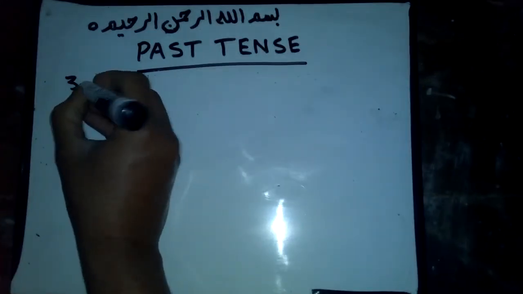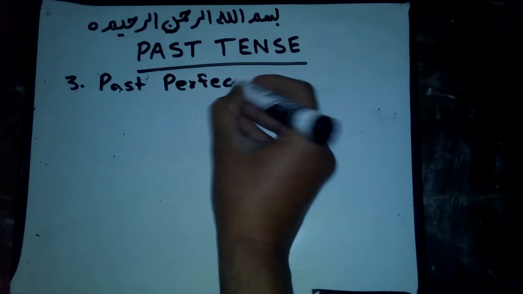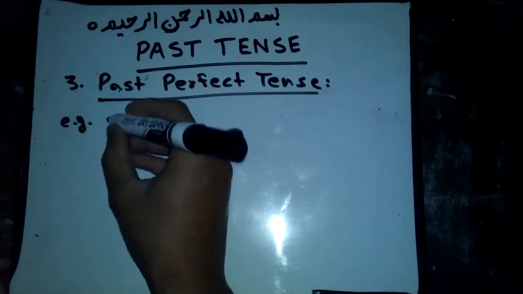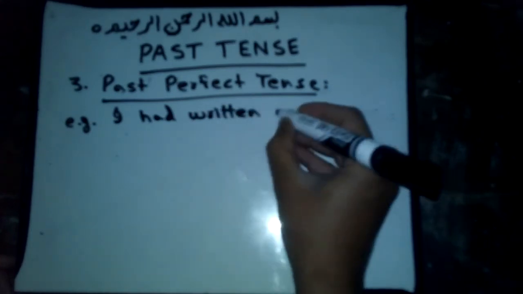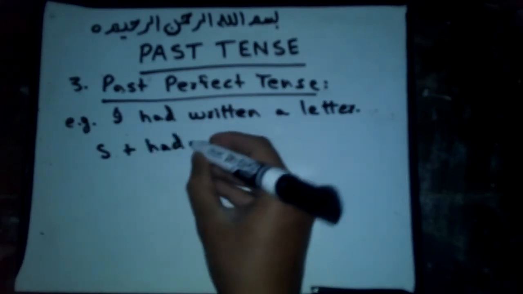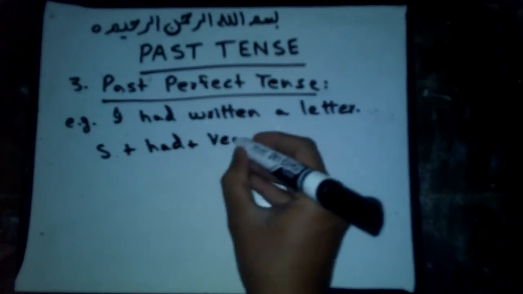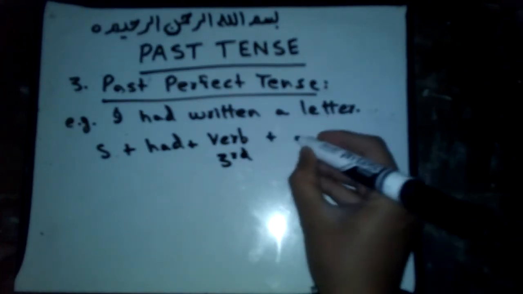Now the third one. Past perfect tense. Example is I had written a letter. I have used subject plus had plus verb, third form of verb. Write, wrote, written, it is third form, plus object.